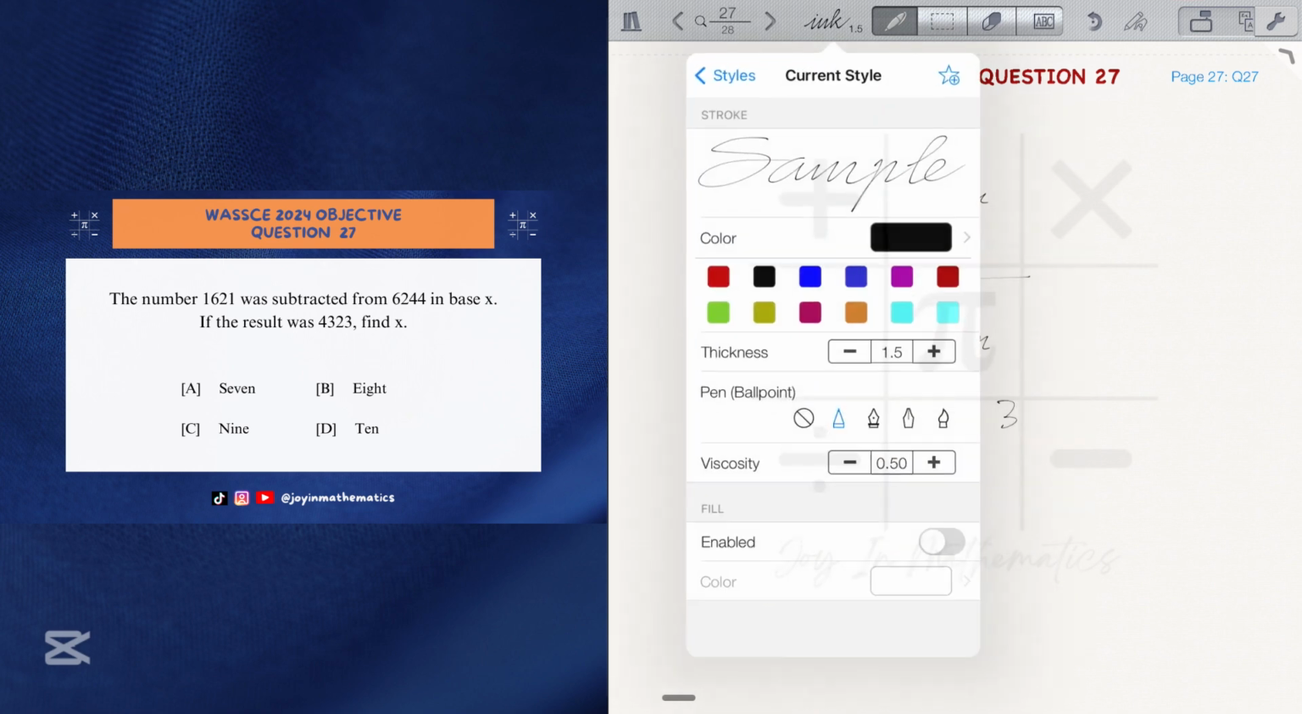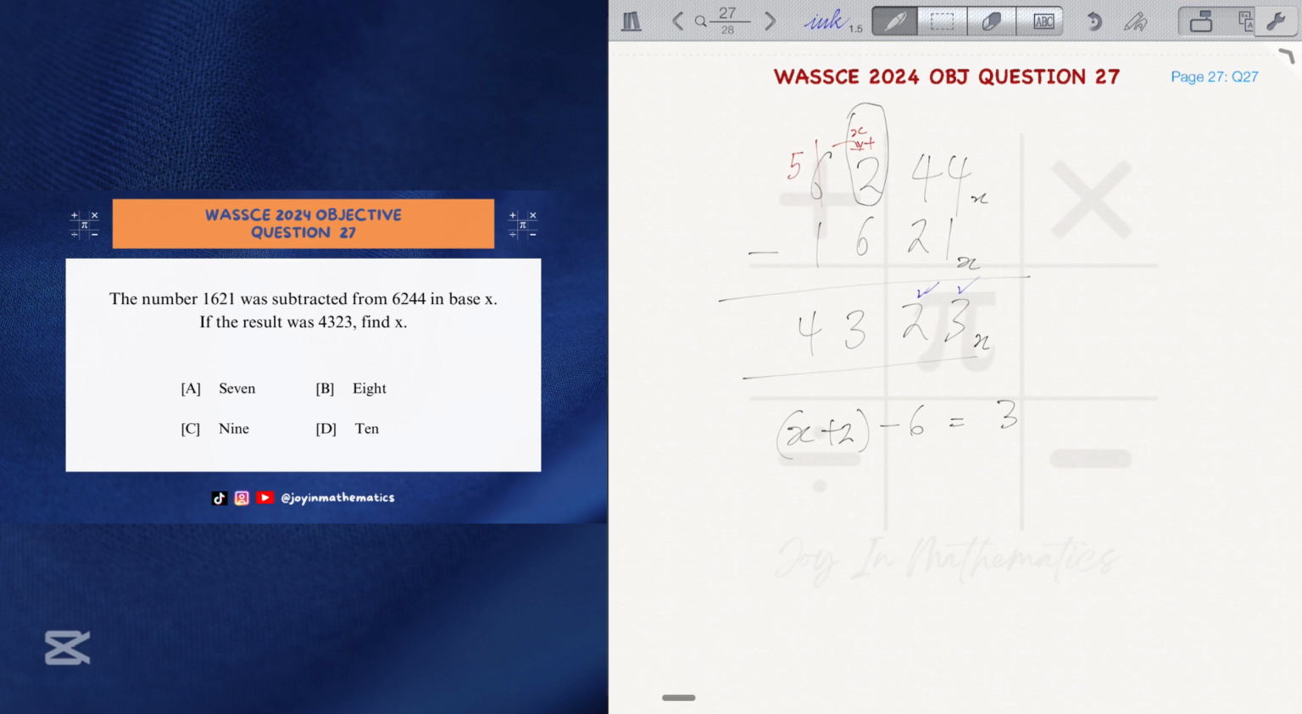And if you look at the last relation, 5 minus 1 is equal to 4, which is easily gotten. So all we have to deal with now is the value of the base plus 2, minus 6 is equal to 3. With that, we can evaluate the value of the base x. Simplifying further, x plus 2 minus 6 is equal to 3, and this will give us x minus 4 is equal to 3. So x is equal to 3 plus 4.